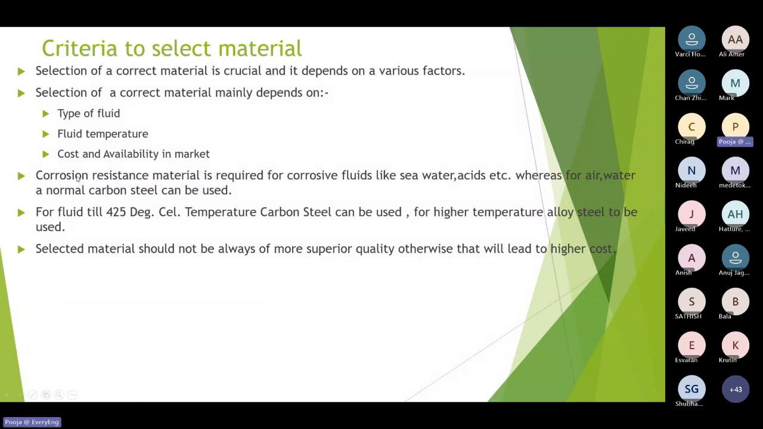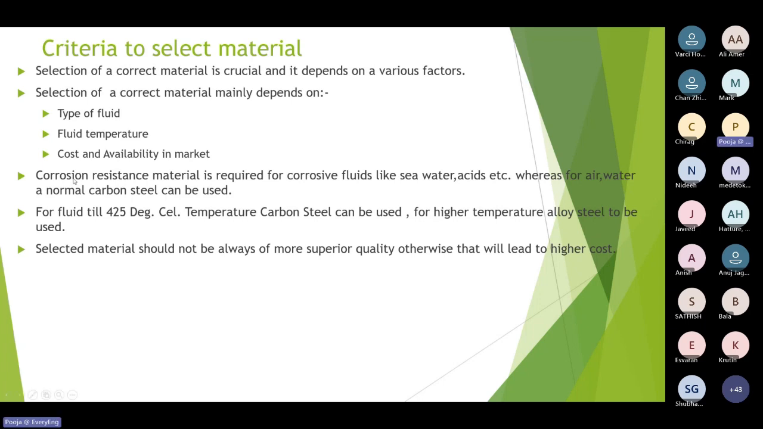As I said, corrosion resistant material is required for corrosive fluids like seawater, acid, etc. Whereas for air or water, normal carbon steel can be used. As I said, generally till 425 degrees Celsius or till 427 degrees Celsius, we can use carbon steel. If the temperature goes beyond that, then we have to use alloy steel. What is alloy steel? Alloy steel is nothing but addition of a few alloys in the material which enhances the chemical and the physical properties of that material.